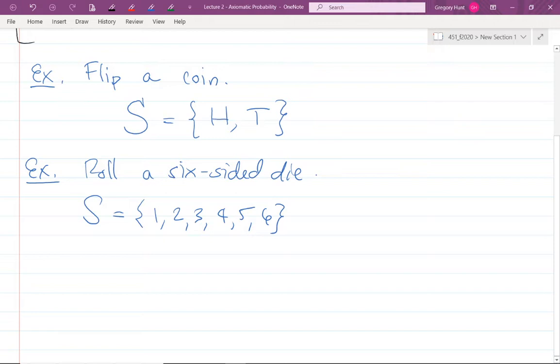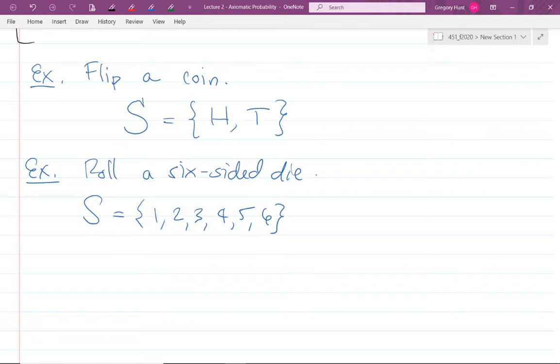Now, it's possible, if I go back to my first example, that my coin could land on its side. If I flip a coin, maybe it doesn't have to be heads or tails. It could come up heads, it could come up tails, or it could land exactly on its edge. And ultimately, the decision of what the sample space is going to be comes down to a modeling decision.